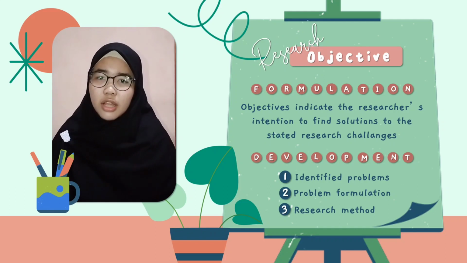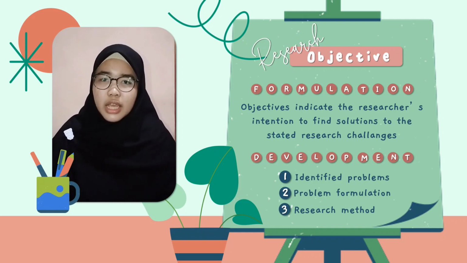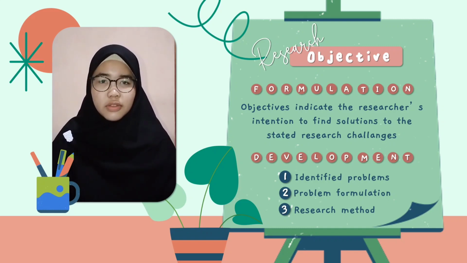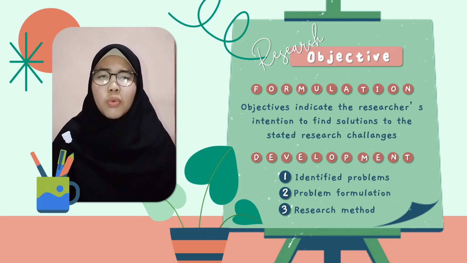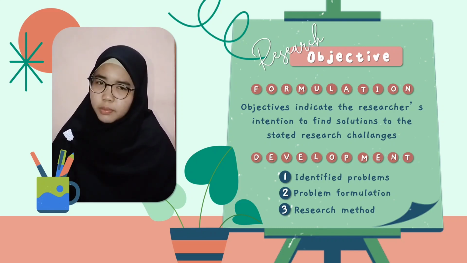Next, let me continue to research objective development. Let us define development here as how we build our research. Okay, there are 3 points as highlighted on the screen. First, identify problem. Quantitative method starts to identify the problem with what questions. For instance, what is the correlation between critical thinking and reading achievement?